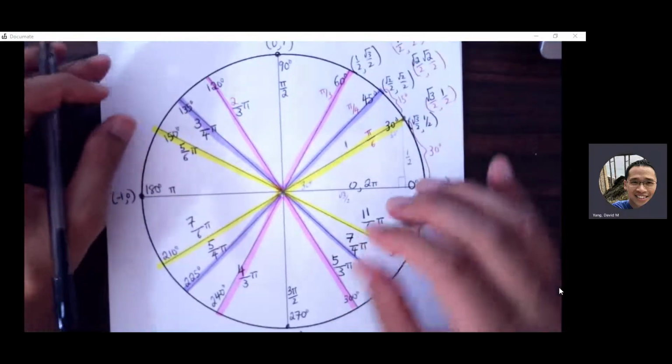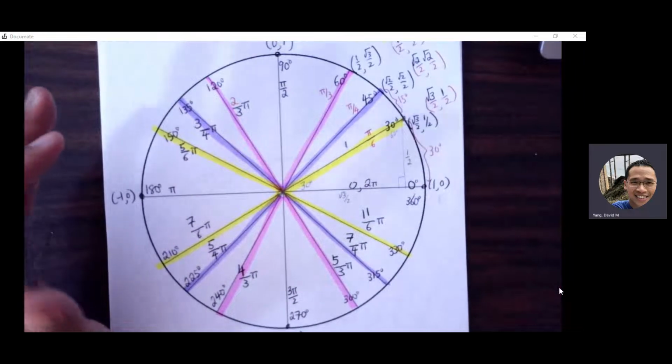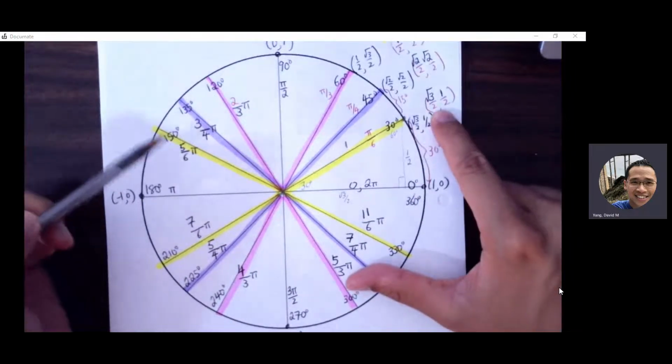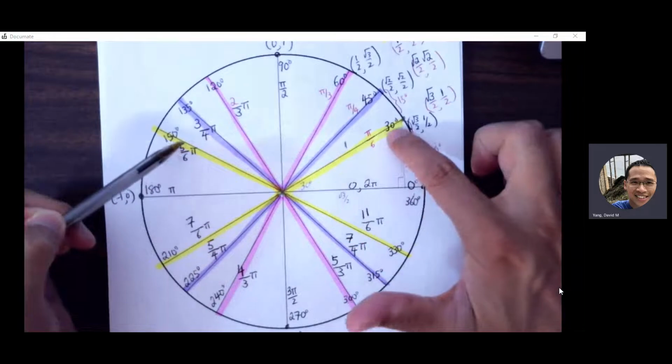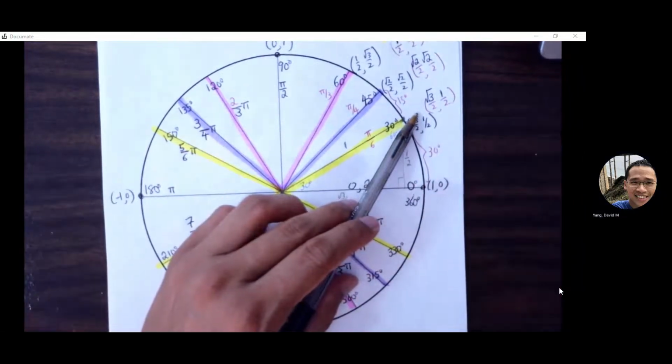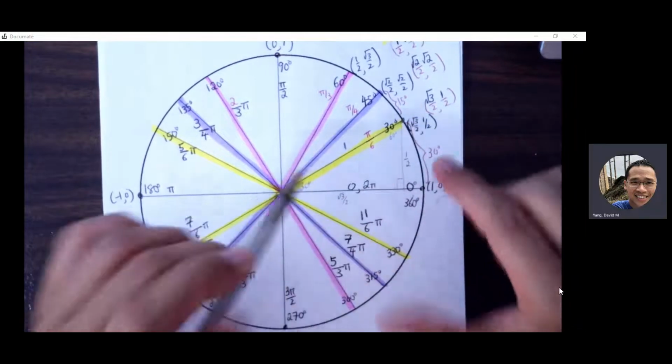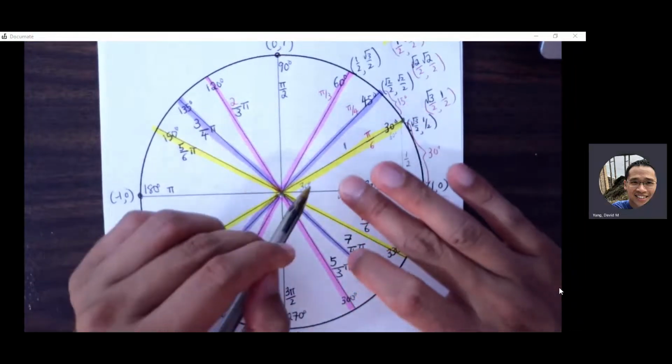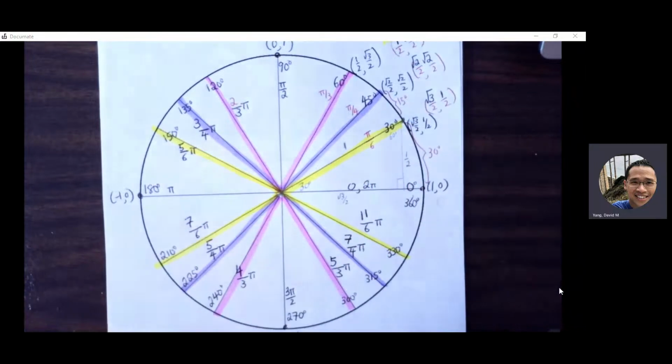Okay, so now something else that's nice about the reference angle is that all the ordered pairs that are along the reference angle numerically will be the same. Now, the signs will be different, so let's talk about that.